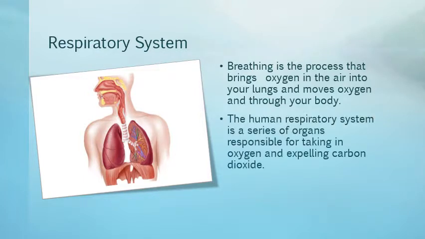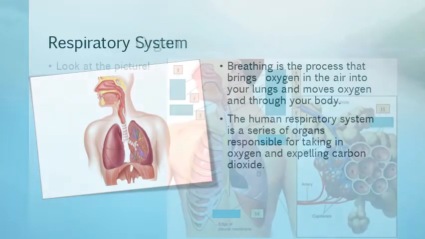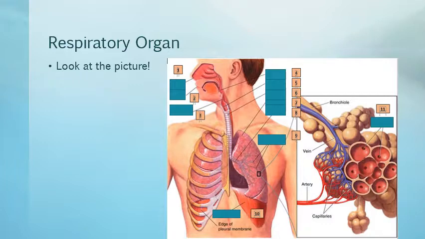And then the human respiratory system is a series of organs responsible for taking in oxygen and expelling carbon dioxide. So, in the respiratory system there are many organs with their functions. Please have a look at this picture. This is the picture of respiratory organs. We have 1, 2, 3, 4, 5, 6, 7, 8, 9, 10, 11 organs that we will discuss in this meeting. Number 1 is nose.